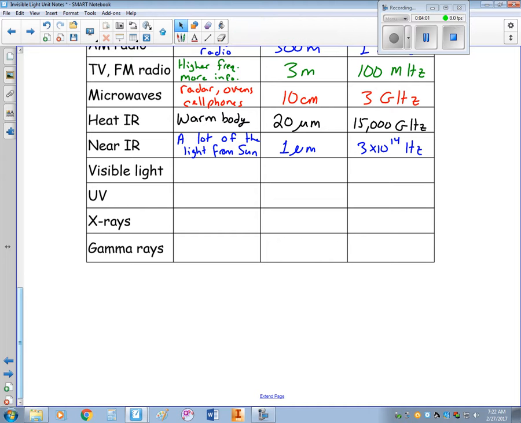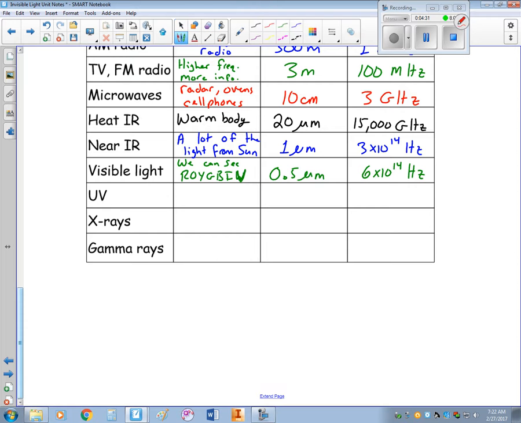Speaking of which, visible light, it's the stuff we can see. We can use the acronym ROY-G BIV to help us remember the different colors. About a half a micrometer. And it's in the neighborhood of 6 times 10 to the 14th hertz.